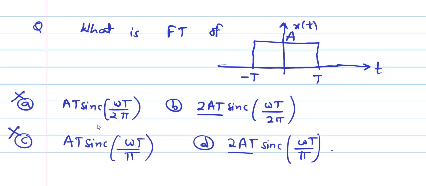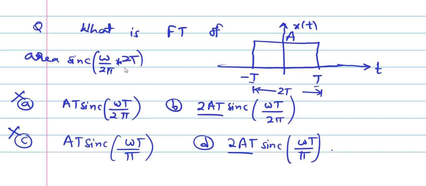Now what is the duration? What is the duration of this signal? On the x-axis, how much is the duration? 2T. So our answer is area times sinc(ω/2π) times duration. The duration between minus T and T is 2T. So the 2 cancels out. Area is 280, so 280 times sinc(ωT/π). So the correct answer is option D.